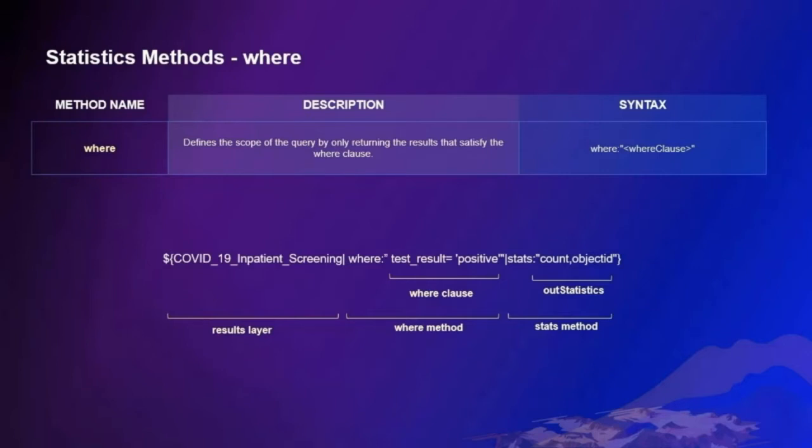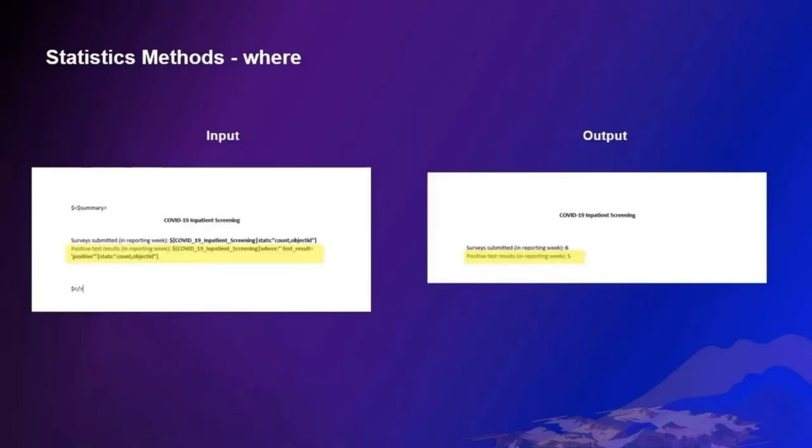I mentioned before that the methods must always be in the correct order. So for our template, we will insert the where method before the stats method and set it so the test result field is equal to positive. And you can see that when we add this to our template on the left, the resulting report shows only the count of surveys where the test result is equal to positive.